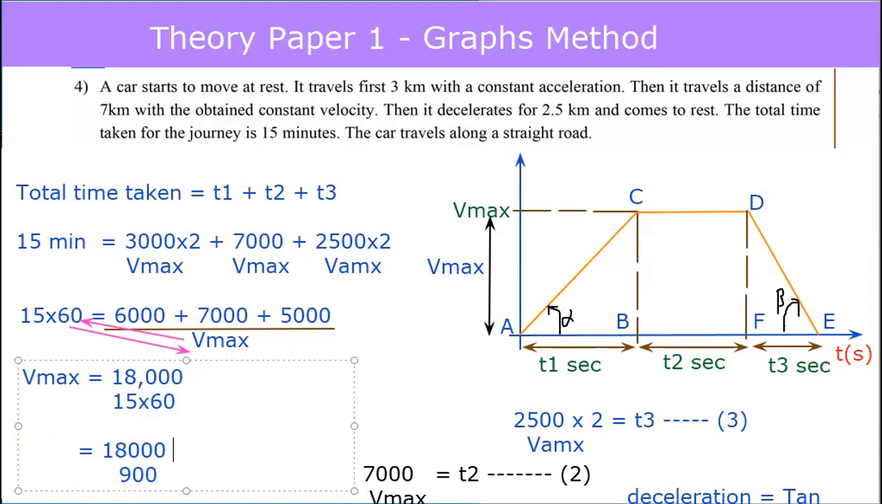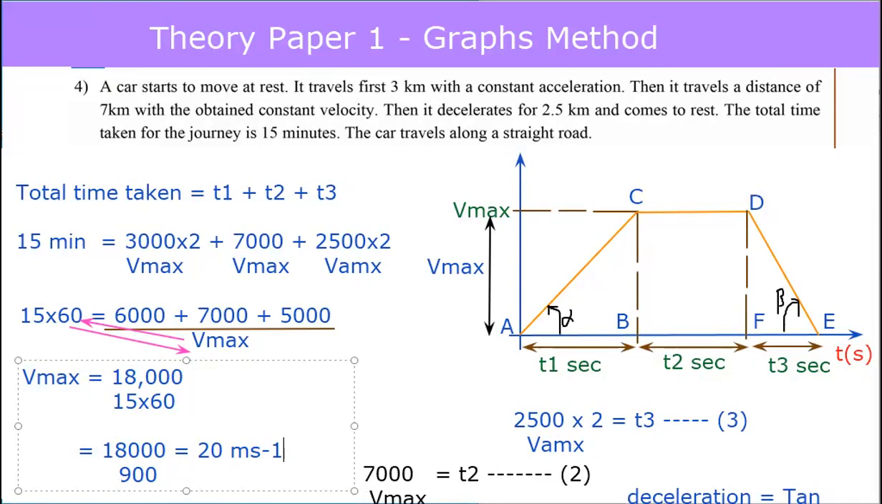Two zeros and two zeros can be cancelled out. It's very simple. 180 divided by 900, 18 divided by 9 is 2, so 20. Am I right there? Maximum velocity is 20 meter per second.